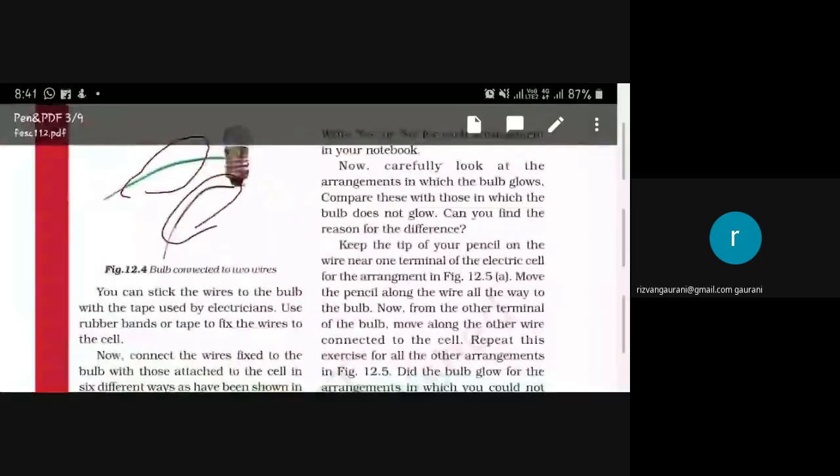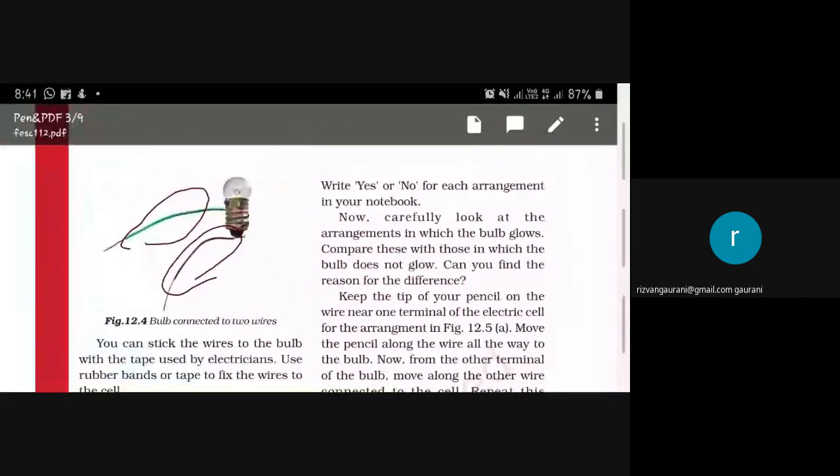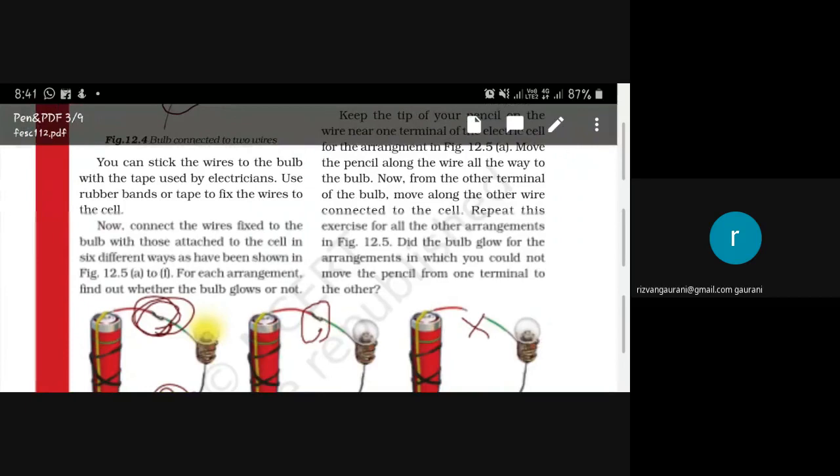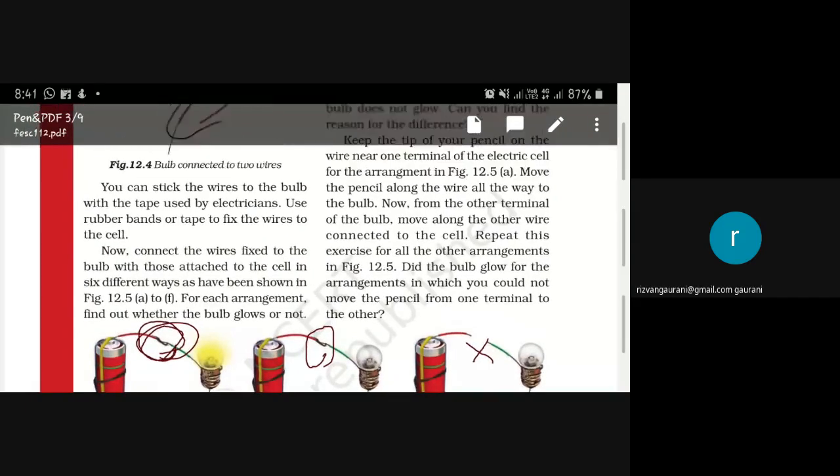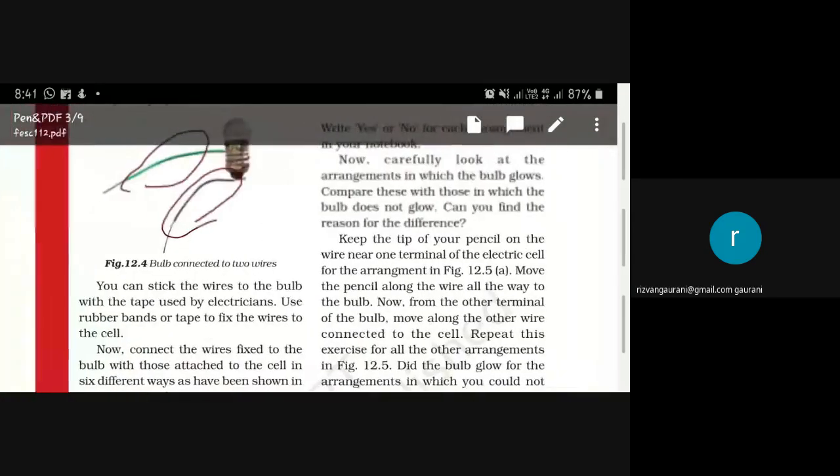Write yes or no for each arrangement in your notebook. As we did all six arrangements, we have to write whether it is glowing or not glowing. Now carefully look at the arrangements in which the bulb glows. Compare these with those in which the bulb does not glow. Can you find the reason?